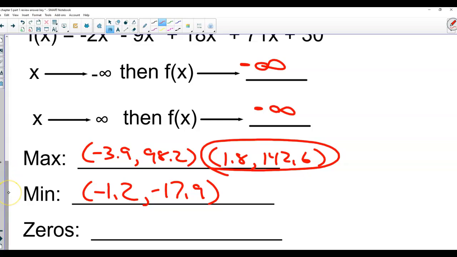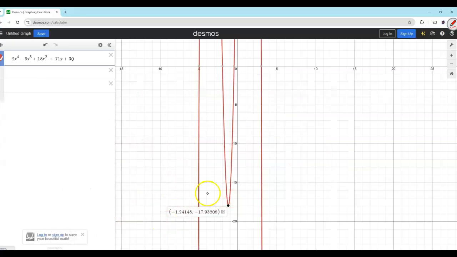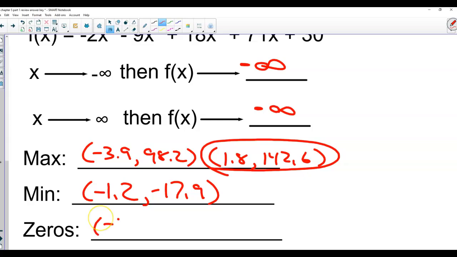And then my zeros, I'm just following along on the graph where we cross the x-axis. Negative 5, negative 2, negative 1/2, and 3 are my zeros.